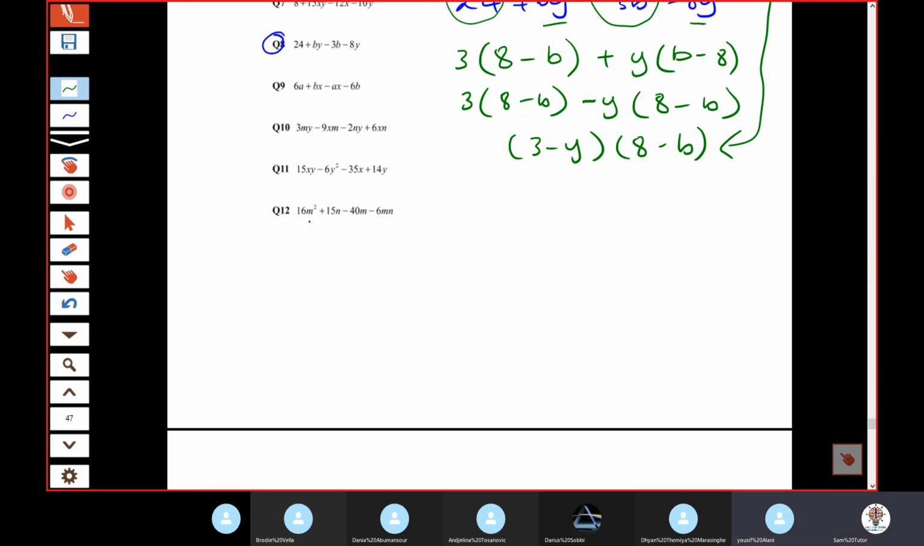So yeah, that doesn't really work, first and second. So first and third. Let's try first and third. All right, what's common from 16 and 40? First do the numbers. 16 and 40. 8. m squared and m. Bracket. Now, what do you need left for 8m to get into 16m squared? You need 2m minus, and then 8m to get to 40m.